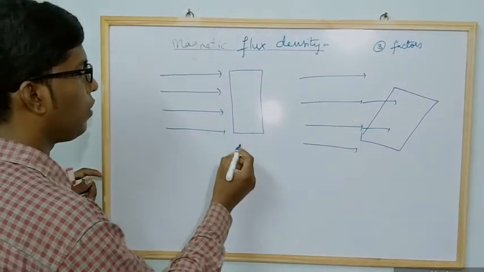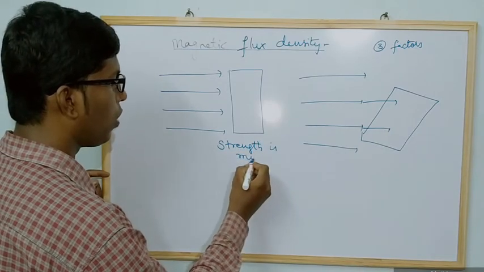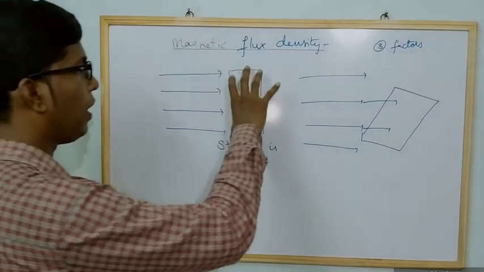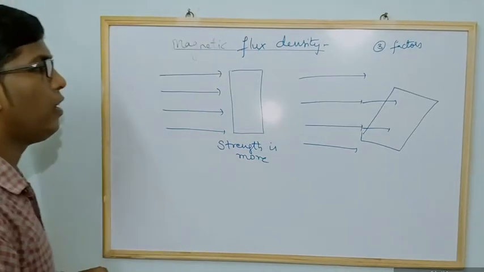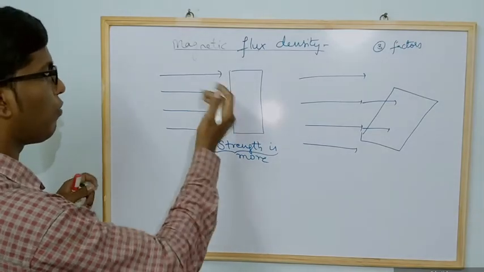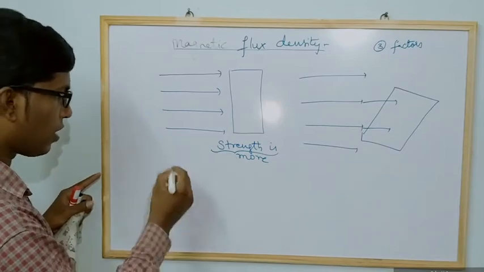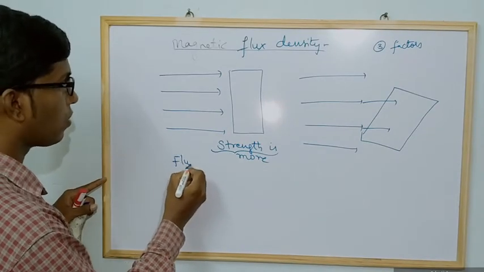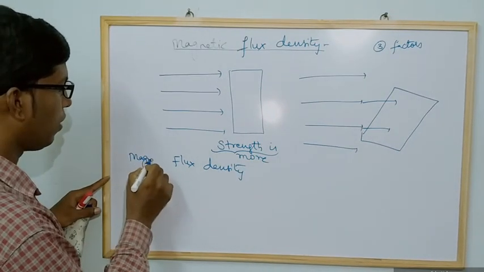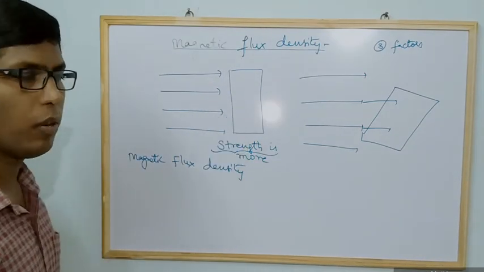With these two cases we can say that here the strength is more because more field lines are passing through that area, through this plane, and here the field strength will be less. If more field lines pass through the plane, that plane will have more strength, and that strength is called magnetic flux density. The more field lines pass through the plane, the more flux density there will be.